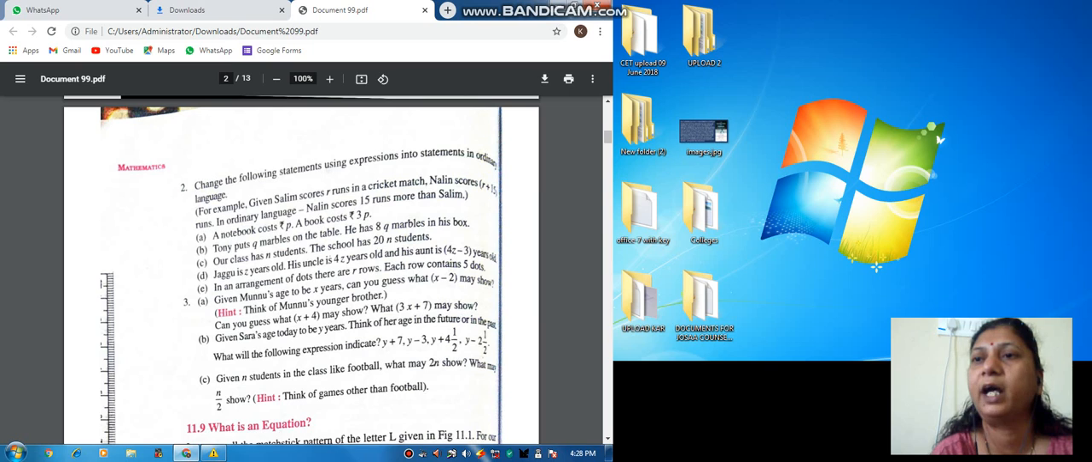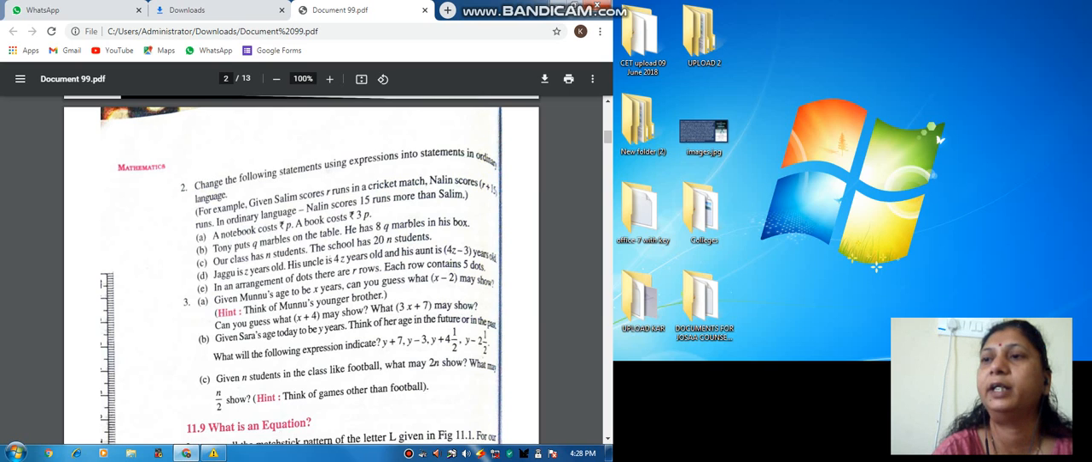Our class has n students. The school has 20n. That means the number of students in the school is 20 times that of our class. Get it? Now next question, third C. Okay, see the B question. Given Sarah's age today to be y years. So today her age is y years.